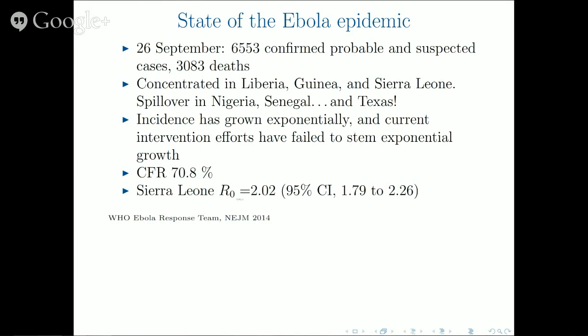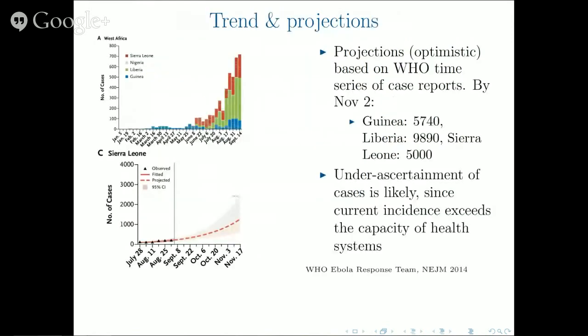So this figure shows incidence of infection through time, and the bottom figure shows predicted incidence through time for Sierra Leone in particular. The projections, which I view as optimistic, are that in a month's time, on November 2nd, there will be about 6,000 infections in Guinea, about 10,000 in Liberia, and about 5,000 in Sierra Leone. So we will have passed the 20,000 mark in a month's time.